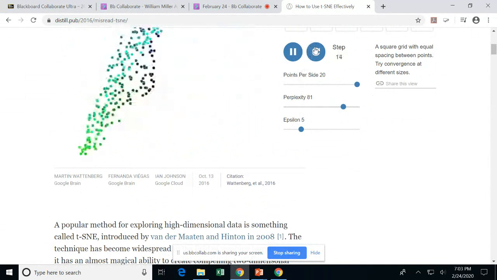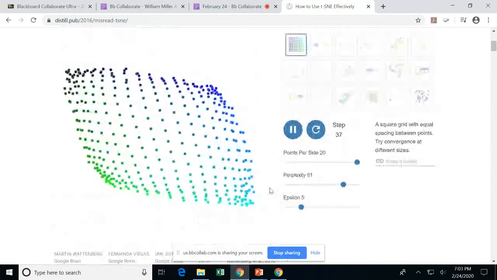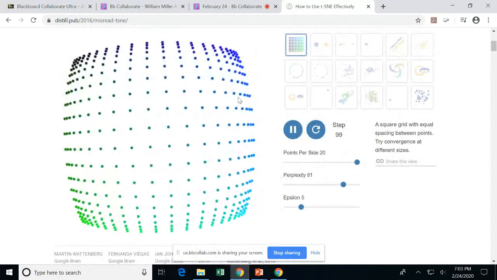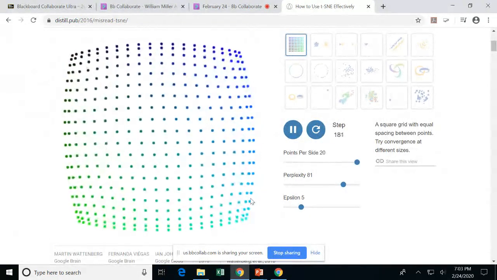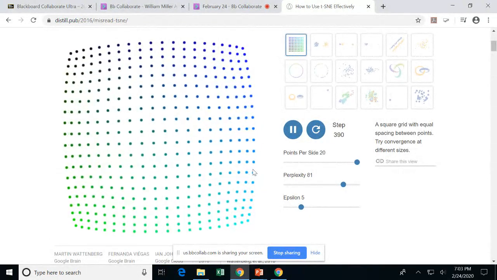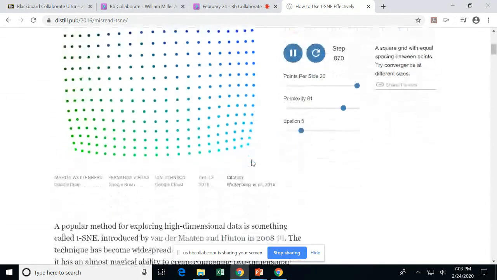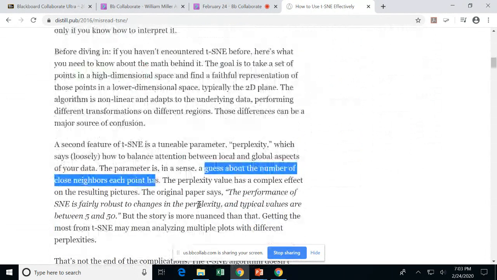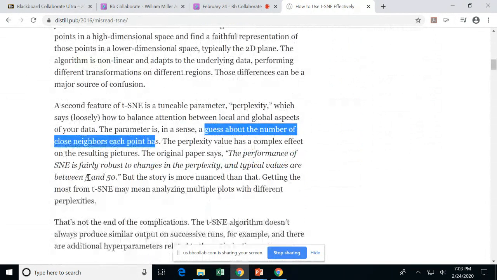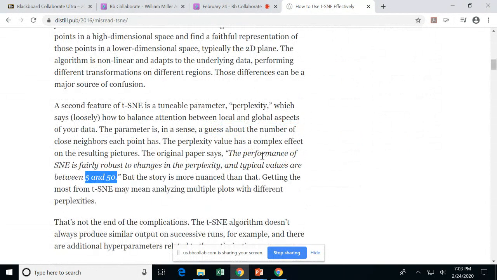And here, let's do another one that's completely way off there. So it smooshes them even more. Well, actually it looks pretty good now. So for this example, that perplexity works well. I think the authors of t-SNE say between 5 and 50 are good values.